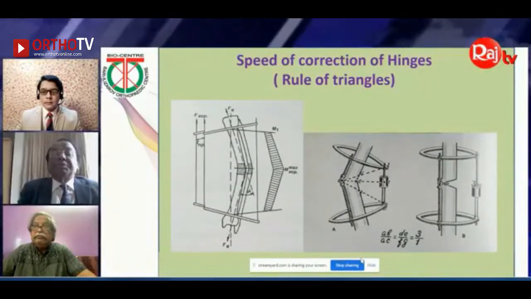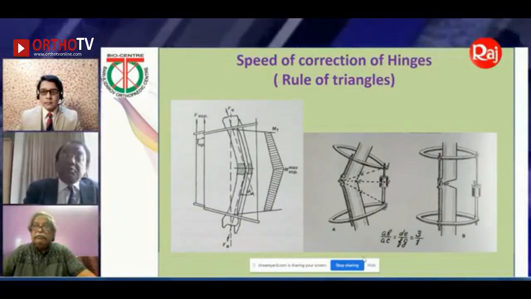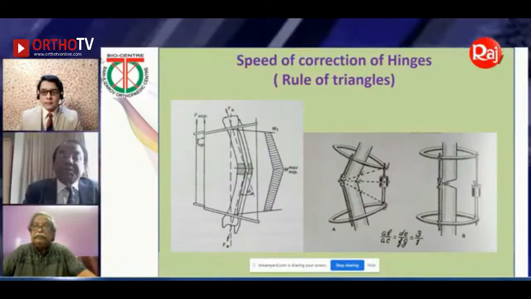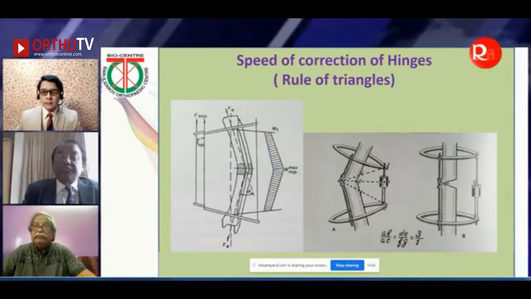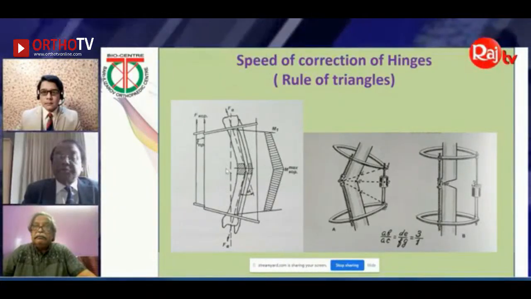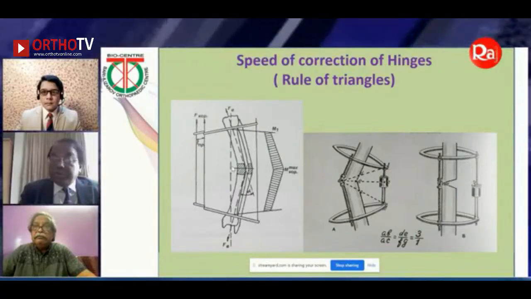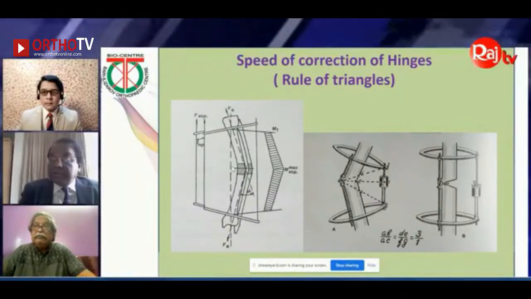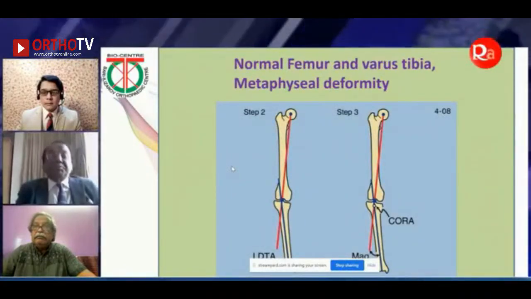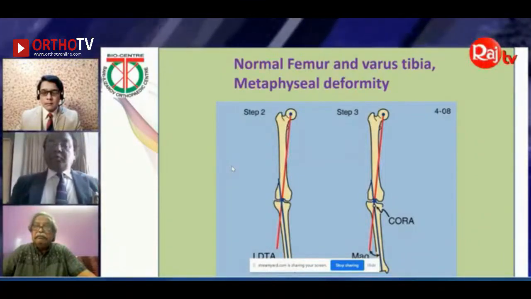And now, speed of correction of the hinges. You can see a rule of triangle is very easy. This is your bone deformity. You can see here. And this is the formula: AB by AC is equal to DE by FG, 3:1. You can go 3 times a day, or if not 3 times a day, 3 degrees angle, and you can correct this in this way. And normal femur and varus tibia, metaphyseal deformity, you can see here, LDTA and CORA.